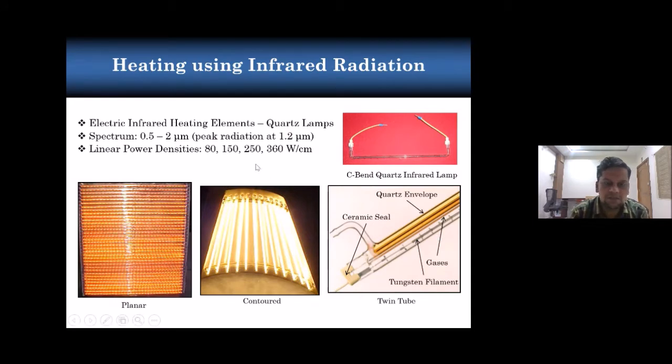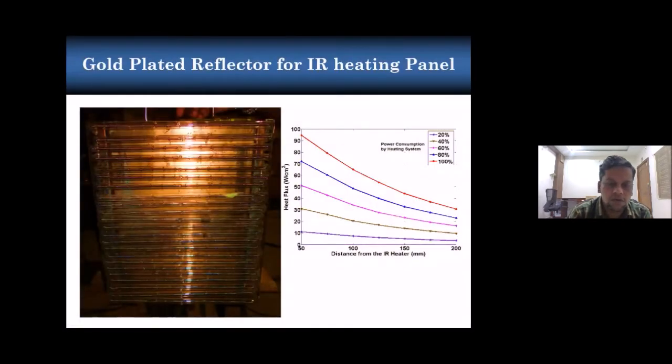Now these are the various linear power densities we are using. Over this short wavelength range, our lamps can emit maximum peak power at 1.2 micrometers. Now this is one gold coated reflector assembled with IR lamps. You can see here, as you go away from the heater, our flux will come down drastically. With respect to distance, at 50 mm from the heater, at rated power, I can get a maximum of 95 watt per centimeter square flux.